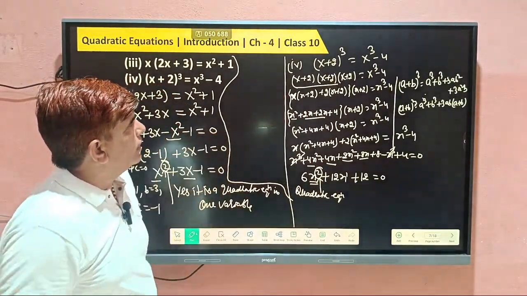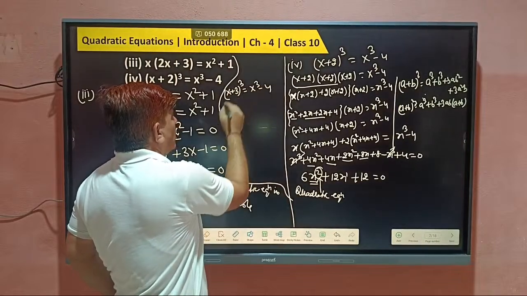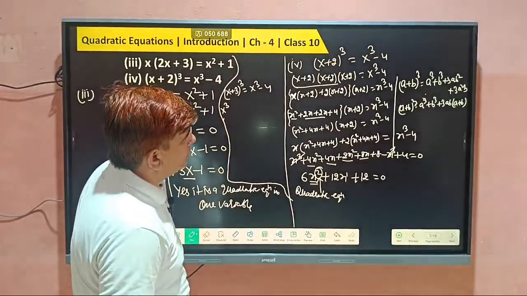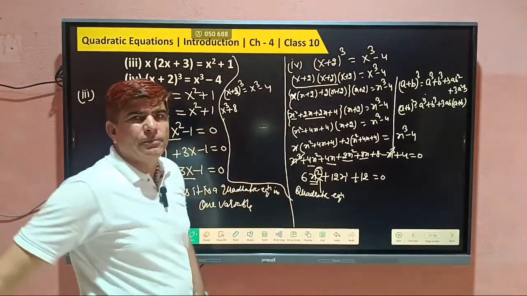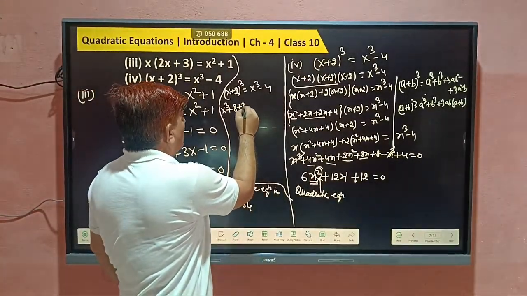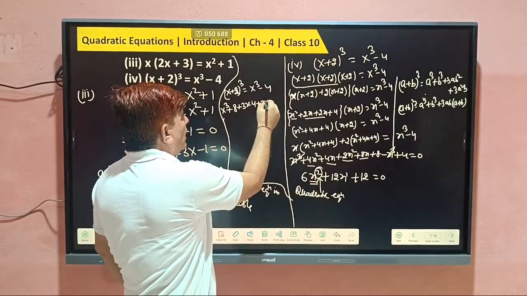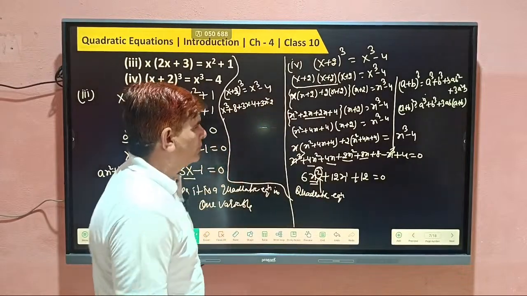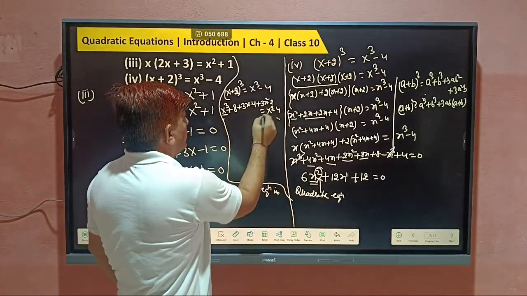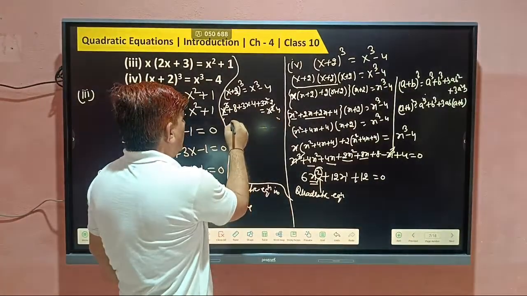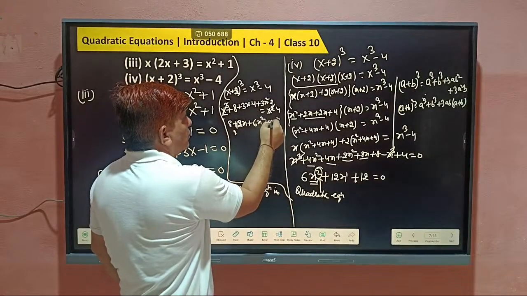Directly you can also solve it by applying a formula. This is given: x plus 2 whole cube is equal to x cube minus 4. a cube is x cube, plus b cube, 2 cube is 8, plus 3 into a square b, 3x square into 2, plus 3ab square, 3x into 4. x cube cancels with x cube, so it becomes 12x plus 6x square plus 12 equal to 0.